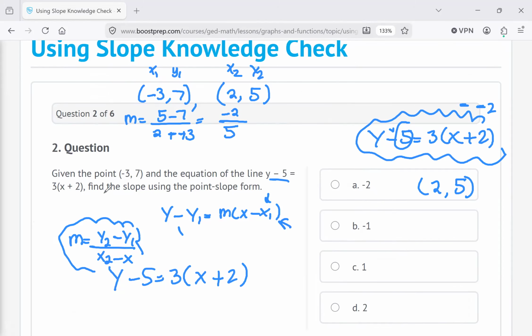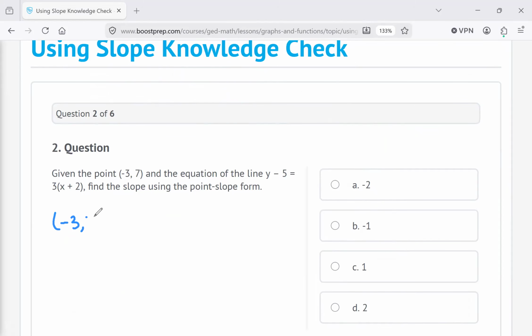Given the point negative 3 comma 7, and then they give us the equation y minus 5 equals 3 parentheses x plus 2, right? It says find the slope using point slope form. I mean, just looking at this, it's 3, but find the slope using... I think I should plug this point in.